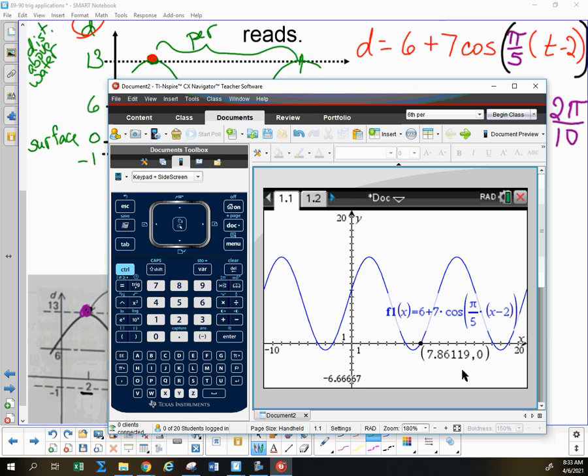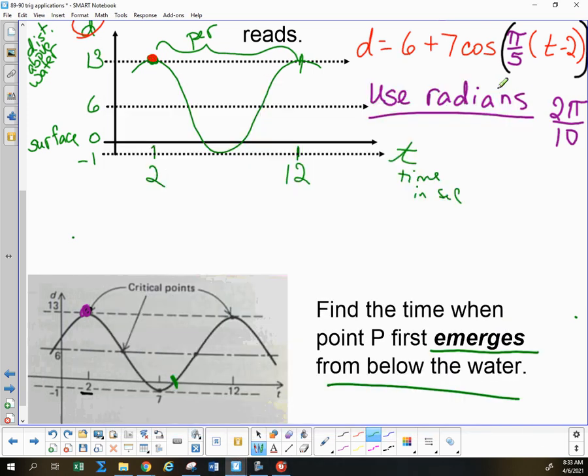So then I could go back to my problem, maybe, and say, what did I say, 7.861? And does that make sense when you look at it? We knew 2 and 12, but halfway in between would have been 7. Does it make sense that we got something a little more than 7, but less than 12? So you can look at your graphs and see if it makes sense.